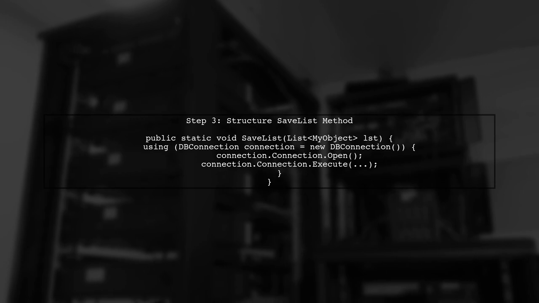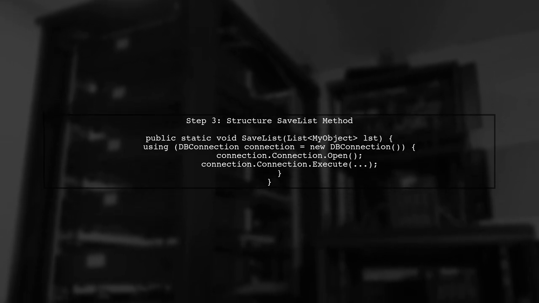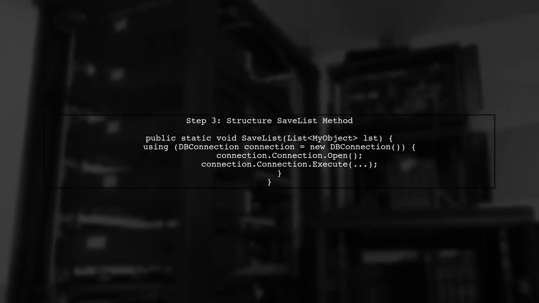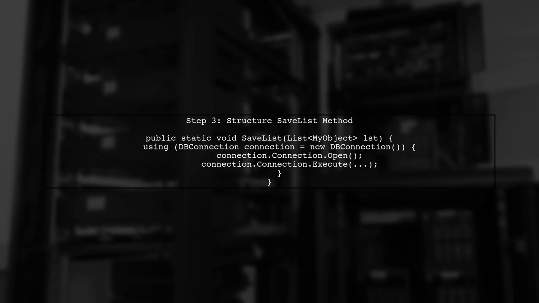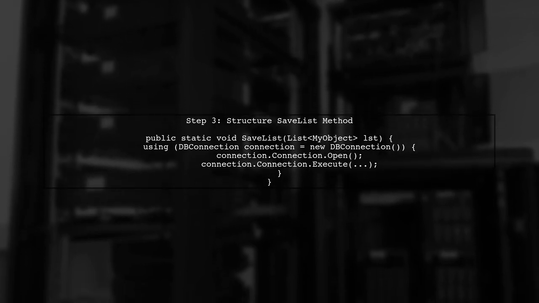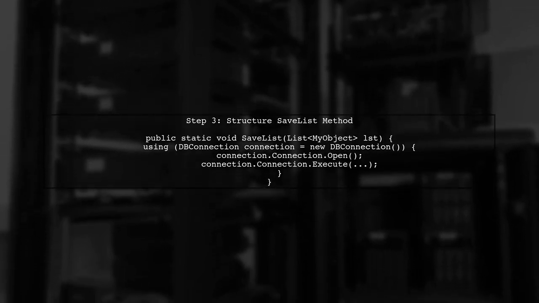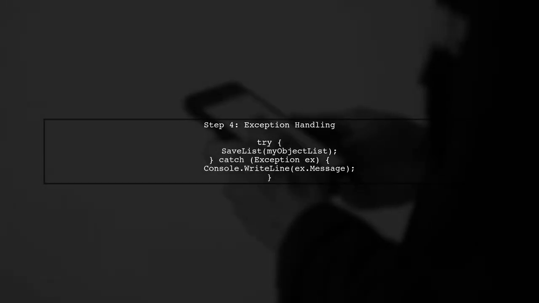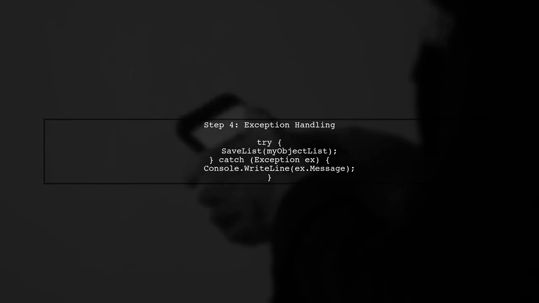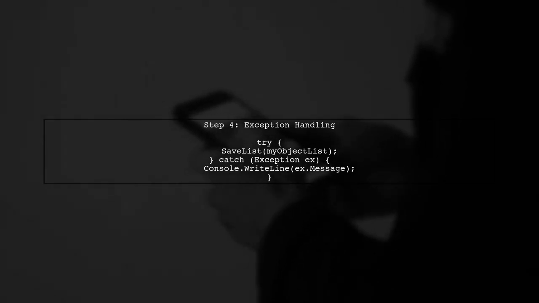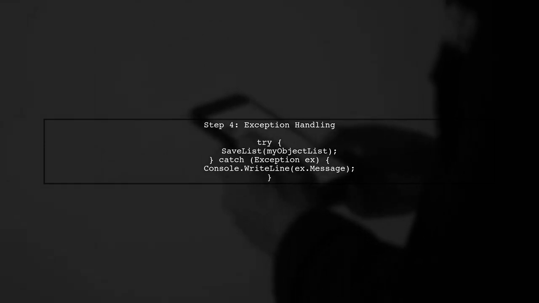Now, let's ensure that our saveList method is correctly structured to handle the list of objects. We will also need to ensure that the connection is properly managed. Finally, remember to handle any exceptions that may occur during the database operation. This will help in debugging any issues that arise.